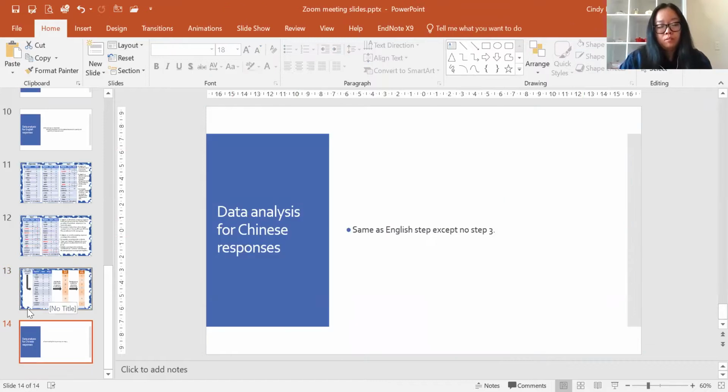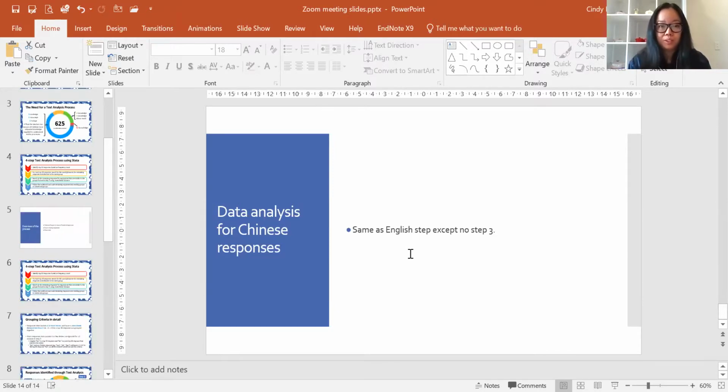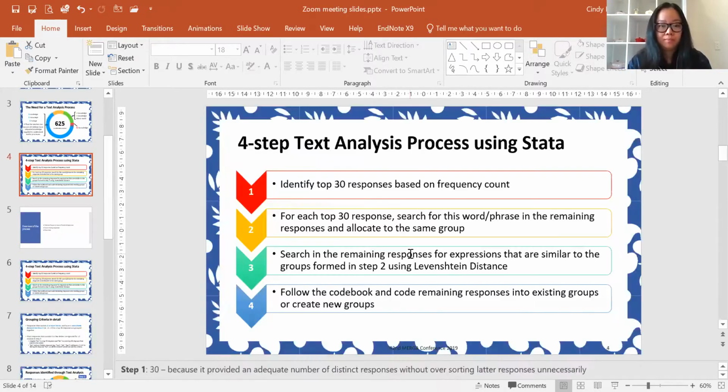Yeah, so I'll just quickly mention the Chinese responses. Everything is the same, except there's no step 3 because Levenshtein distance is not applicable for character system responses. And I will put it back on this step in case anyone has any questions about it.